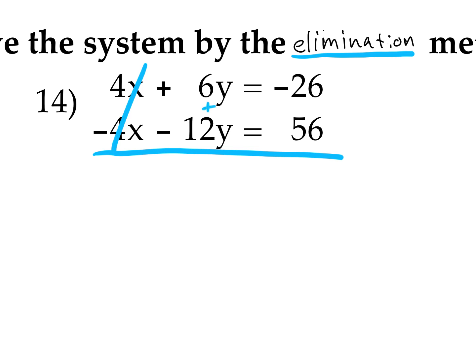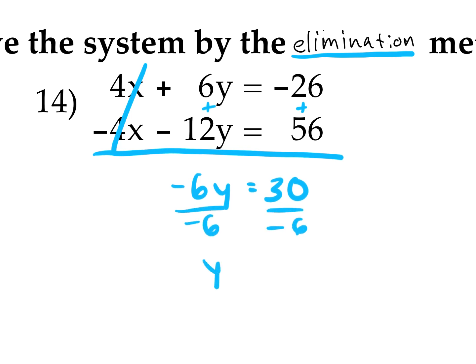So let's combine all of our like terms now. So 6y minus 12y would be minus 6y. Negative 26 plus 56 would be 30. What do we do next? Divide by negative 6. So y is equal to negative 5.